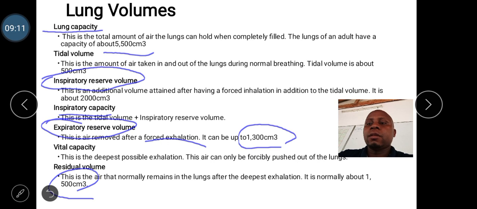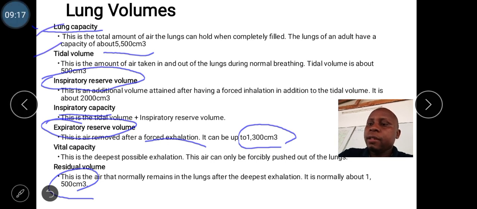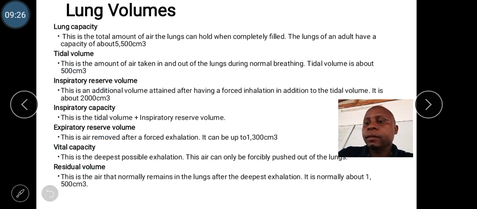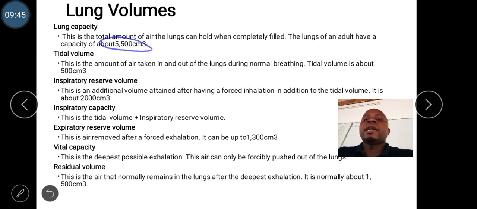Okay? So that's all about lung volumes. So we have about 1, 2, 3, 4, 5, 6, 7 types of lung volumes. Okay? So we have said the lung capacity is the maximum amount of air an adult lung can accommodate when completely filled with air. And this is about 5,500 cubic centimeters. During normal breathing, the amount of air moving into and out of the lungs is what we call tidal volume. And this is about 500 cubic centimeters.